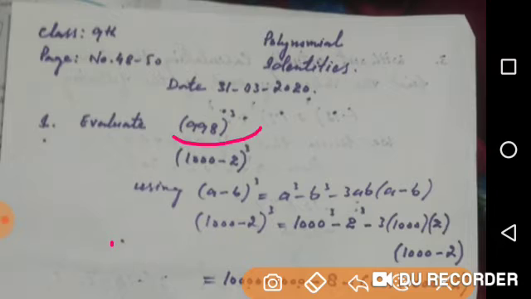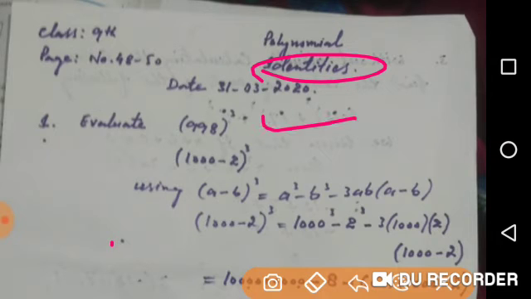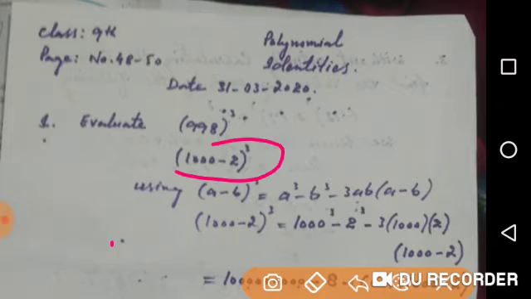To evaluate 998 raised power 3, we have a simple method that we will multiply 998 three times. But the question is being here asked to evaluate with the help of identities. So we will convert this 998 into an identity, and we know 998 is 2 less than 1000. So we will write it (1000 minus 2) raised power 3.